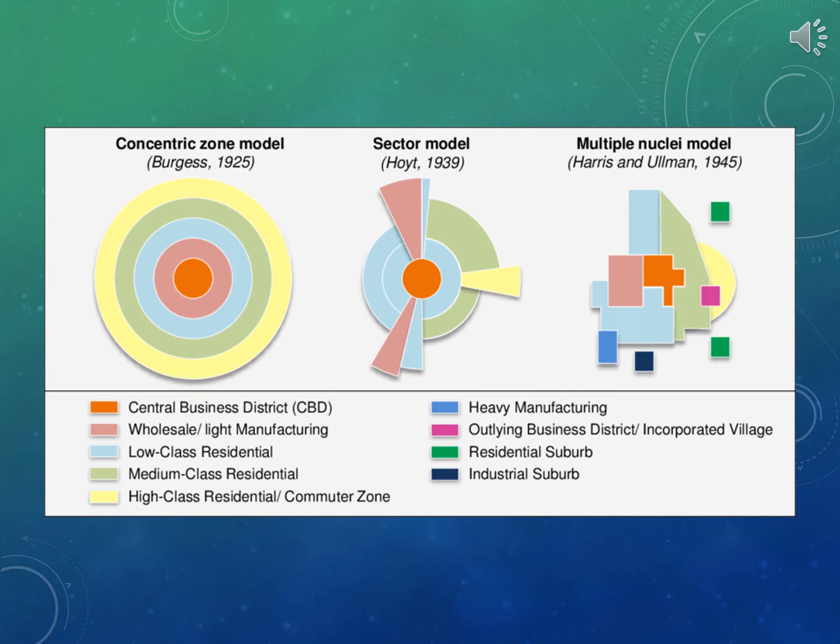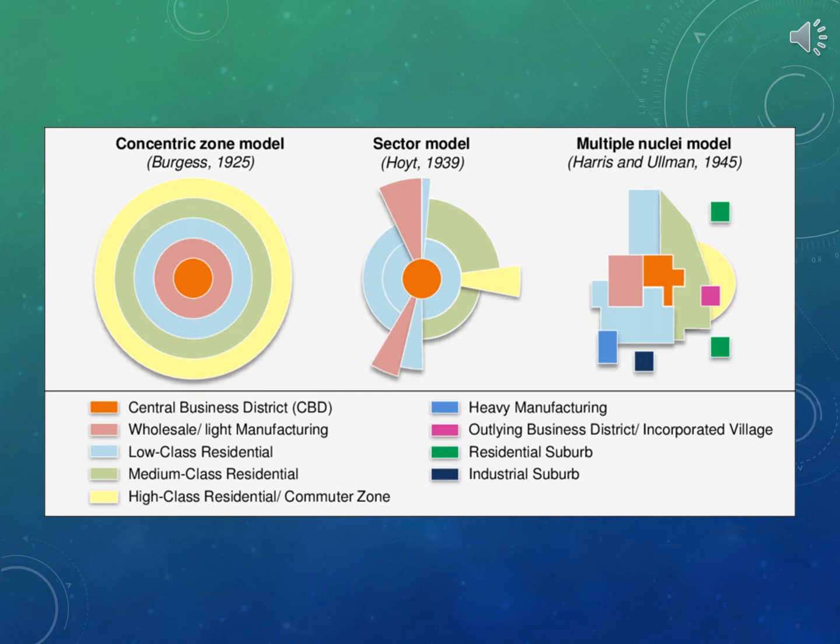So the concentric circle model grows outward from the central business district in circles. The sector city model grows outward from the central business district along transportation corridors, often leading to these kind of odd shapes and these pie wedges. The multiple nuclei model is one that doesn't necessarily have a single central business district. It may have multiple CBDs that are designed specifically for particular areas.